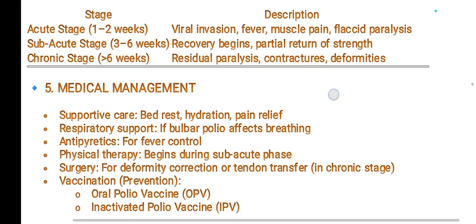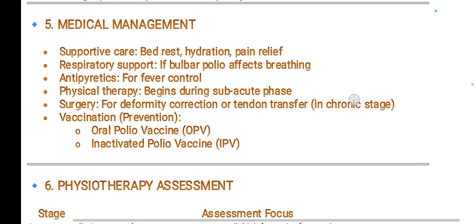Stages of polio: acute, subacute and chronic. In the acute stage, 1 to 2 weeks, viral invasion, fever, muscle pain, flaccid paralysis. In the subacute stage, that is 3 to 6 weeks, recovery begins, partial return of strength. In the chronic phase, that is more than 6 weeks, residual paralysis, contractures and deformities will be seen.